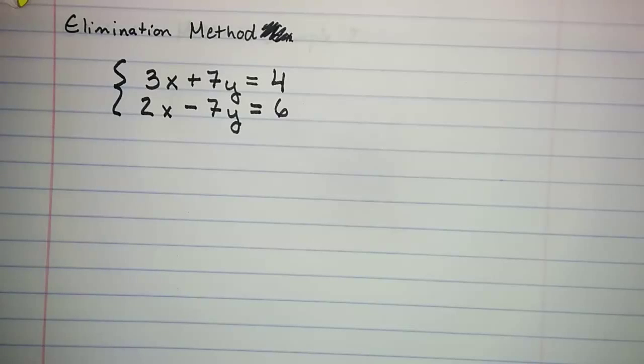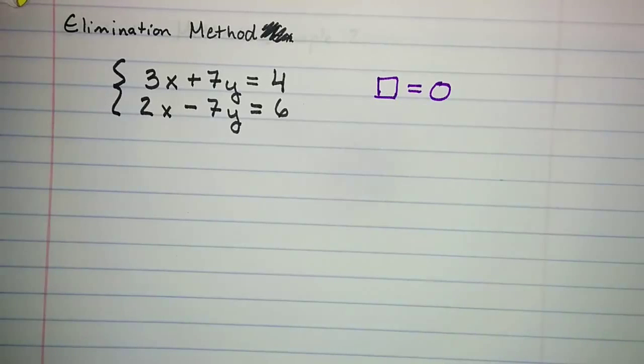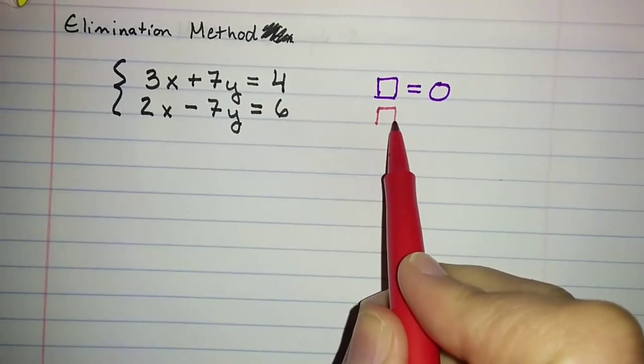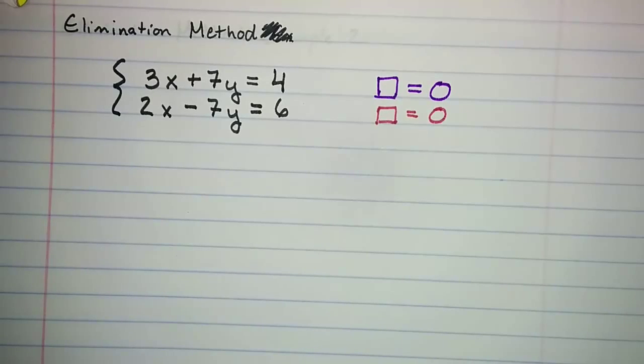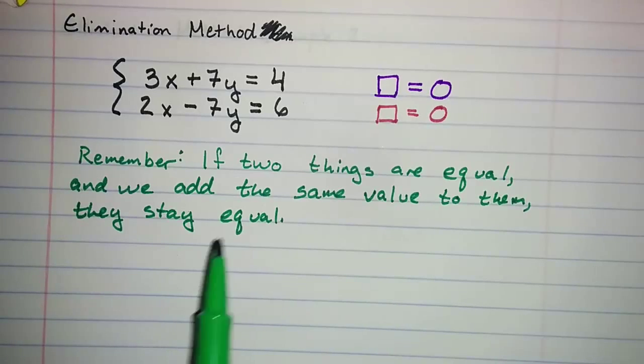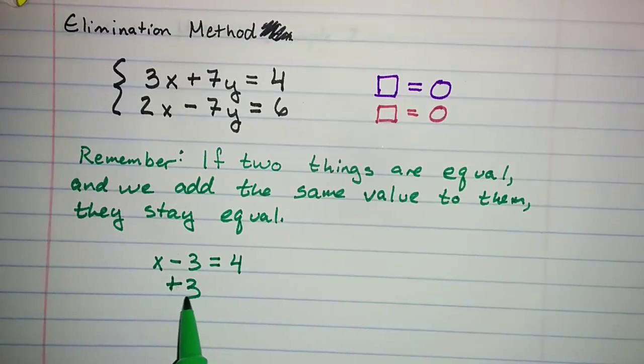So let's pay careful attention to what these equations say. The first equation says one quantity equals another quantity. The second equation says a third quantity equals a fourth quantity. Now there's a thing that we know about equality, and that is if two things are equal and we add the same value to them, they stay equal. We usually use this property to justify things like if x minus 3 equals 4, we can add the number 3 on both sides, and we get x equals 7.